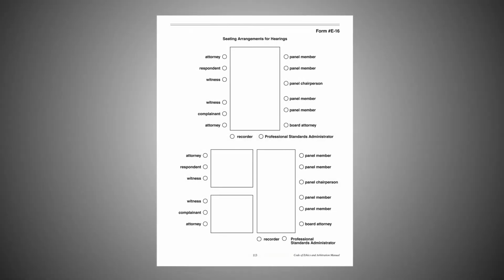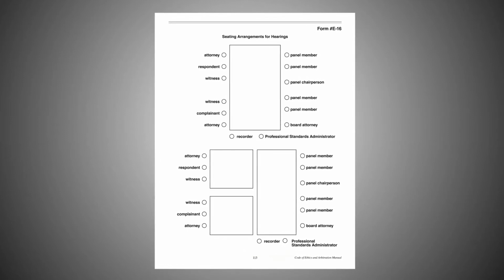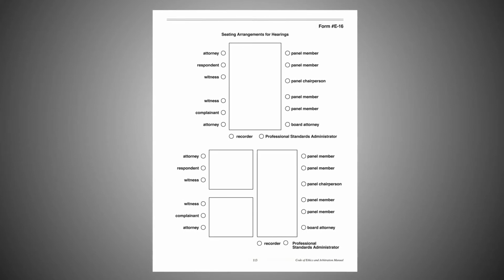The Professional Standards Committee is a body duly constituted under the authority of the Extraordinary Association of Realtors and has been duly appointed by the association president and approved by the board of directors. You may want to look at Part 6 of your Code of Ethics and Arbitration Manual, Form E-16, which shows the suggested seating arrangements for a hearing.